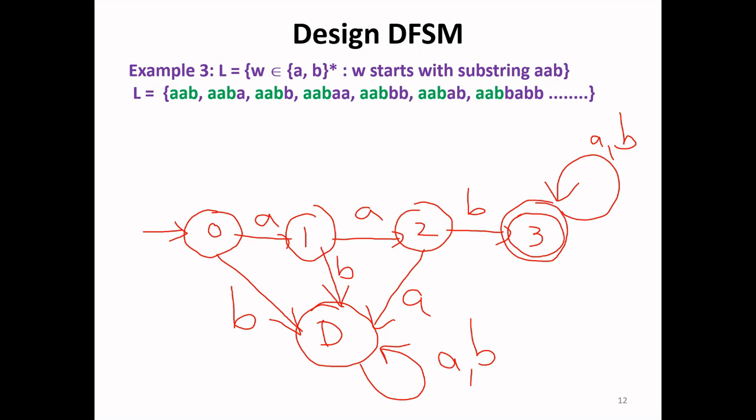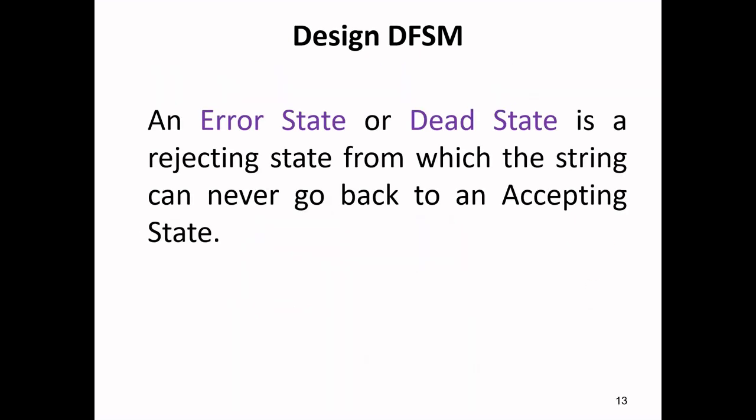So this is the DFSM for all the strings of A's and B's starting with the substring AAB. As we discussed, an error state or a trap state or a dead state is a rejecting state from which the string can never go back to an accepting state.